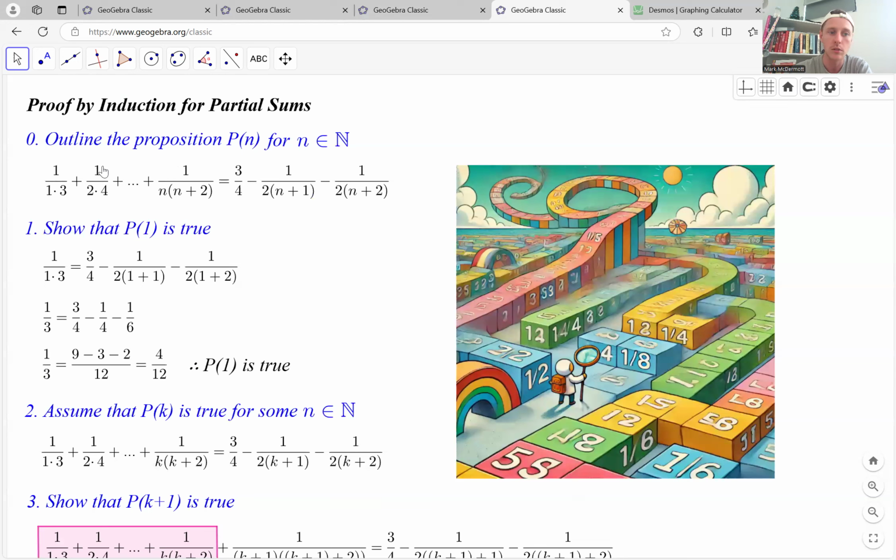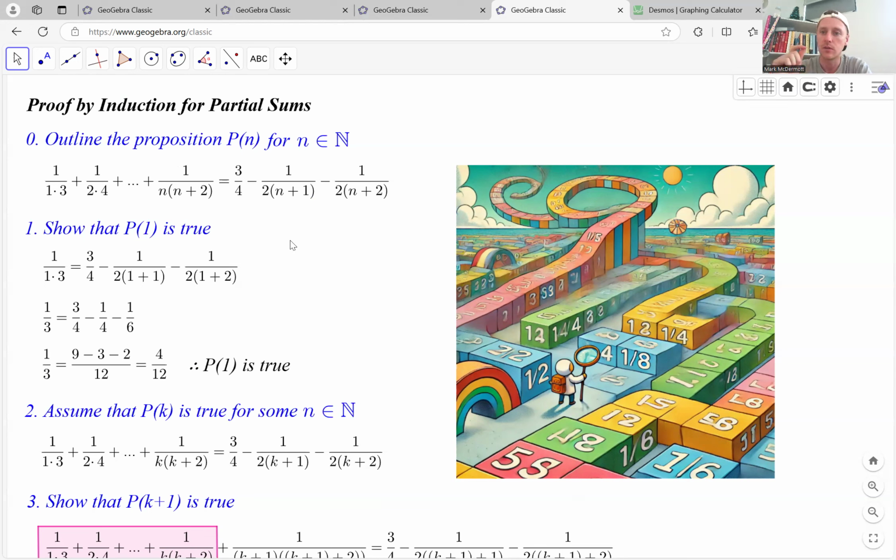The proposition is that 1/(1×3) + 1/(2×4) + ... all the way up to 1/(n(n+2)) is equal to 3/4 − 1/(2n+1) − 1/(2n+2). Okay, so that's our first step, which is sort of given to us. That's our problem that we need to show, right?